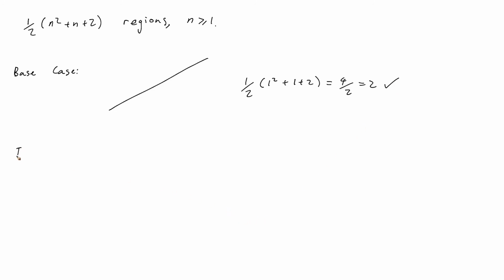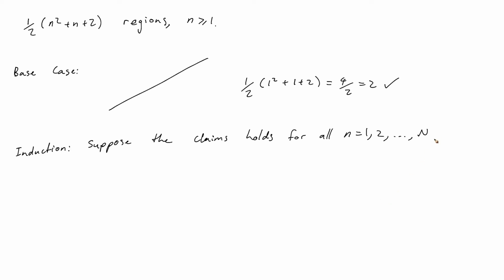So now we need the induction step. Suppose the claim holds for all n, where we allow n to go from 1 to some fixed capital N, which is greater than or equal to 1. Okay? So we have all these lines in the plane, only drawing some of them, and they're dividing the plane into all these different regions. So what we do is we remove one line.